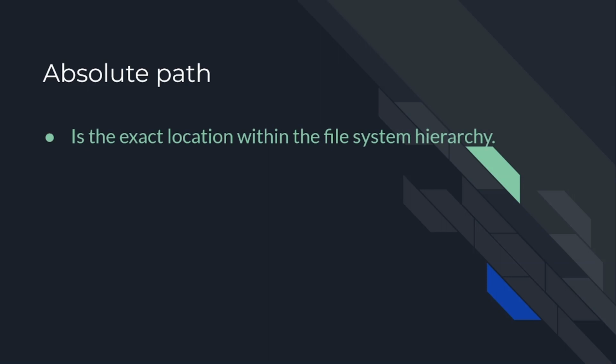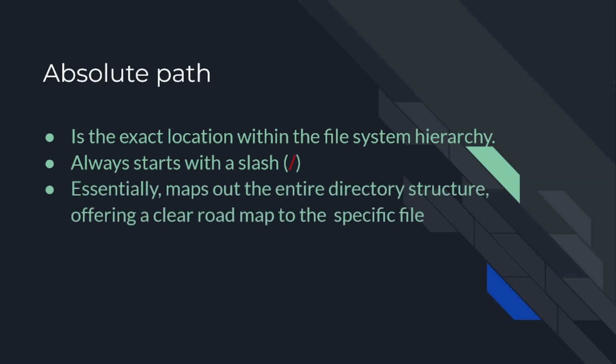Let's kick off our exploration with the absolute path. The absolute path provides a precise indication of a file or directory's location within the file system hierarchy. It always initiates with a slash, signaling that the path originates from the root directory. Essentially, it maps out the entire directory structure, offering a clear roadmap to the specified file or directory.